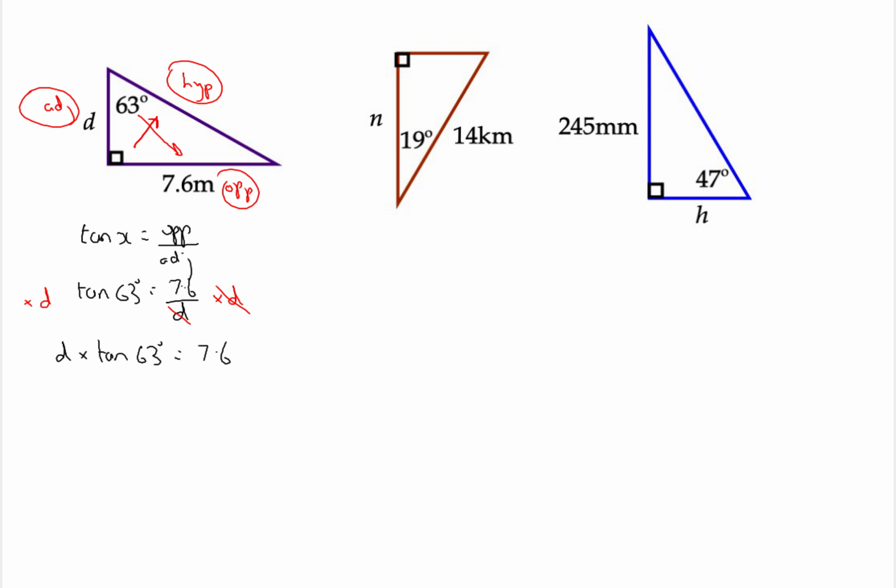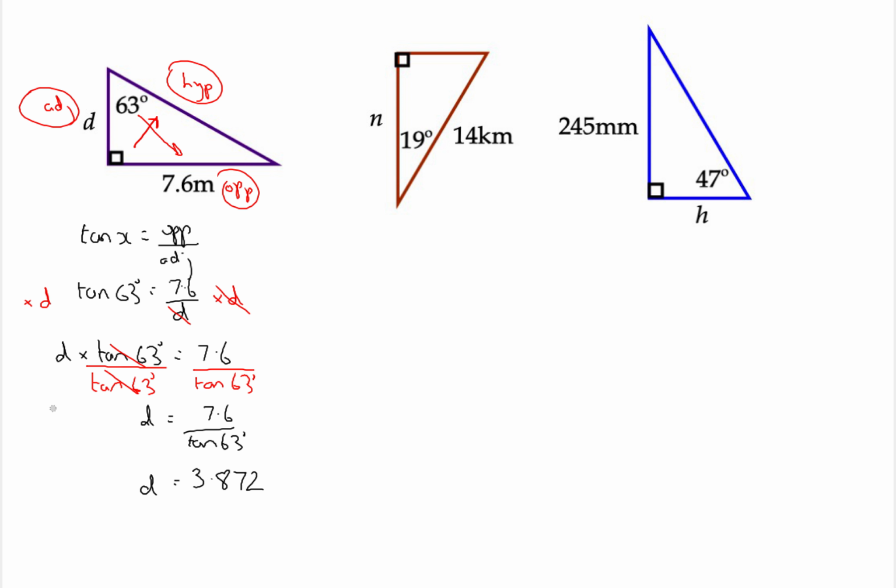Examine the equation. How do we move forward? We want to have D on its own, so we're going to do the inverse operation to multiply by tan 63, which is divide by tan 63. We'll get D on its own. There we go, 7.6 divided by the tan of 63 degrees on a calculator. What have we got? 7.6 divided by the tan of 63 degrees. 3.872 will do me.